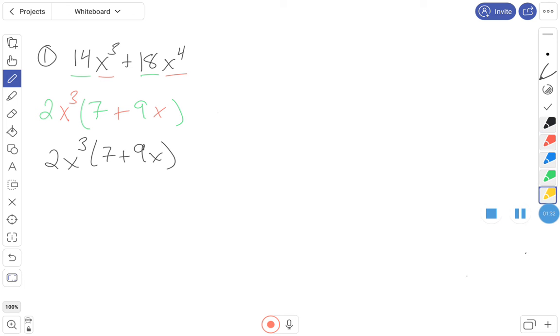And again, if you wanted to double check if you got this correct, you could use the distributive property. That would be 14x cubed, and that would be 18x to the 4th.